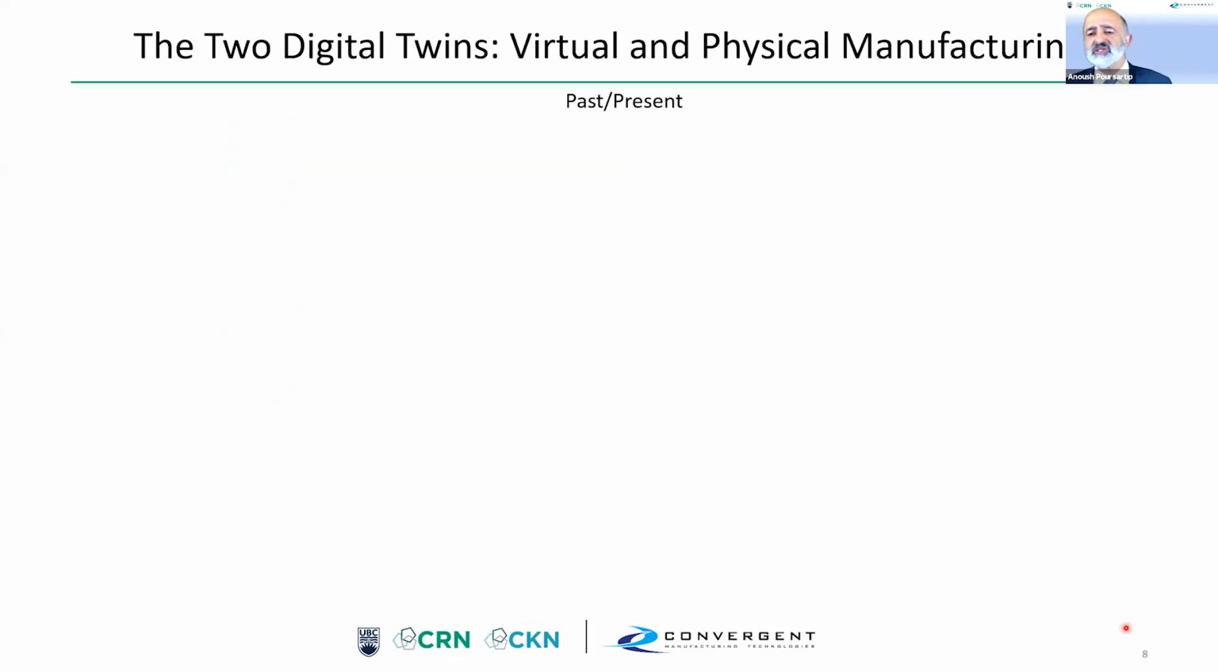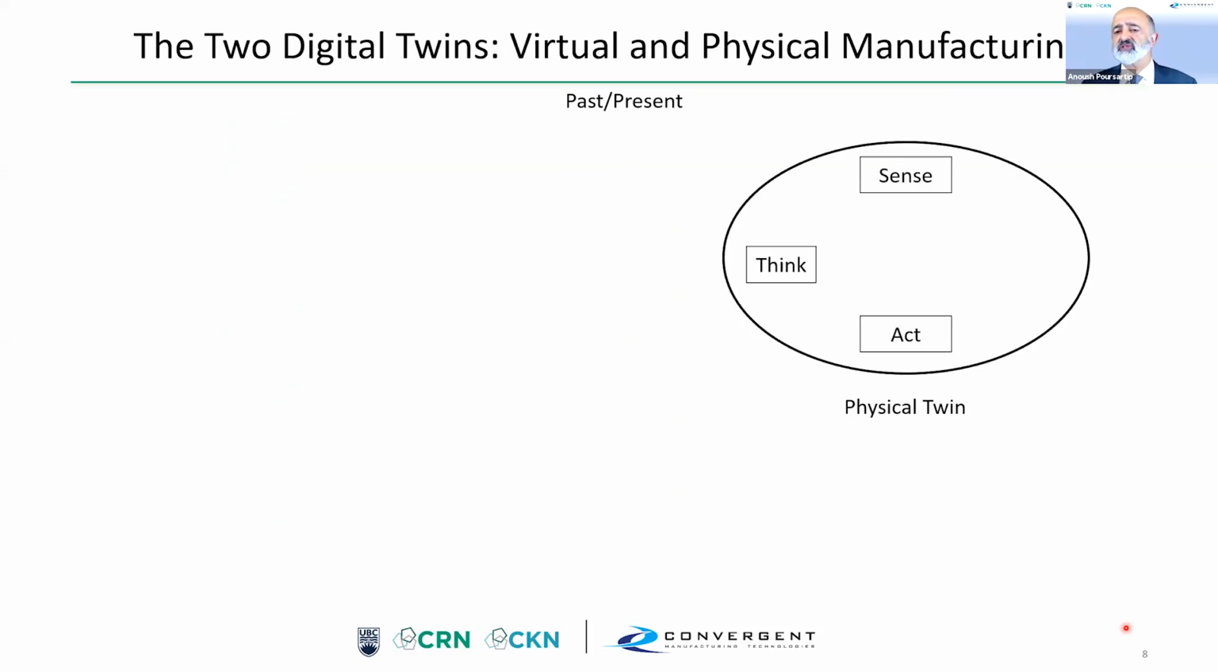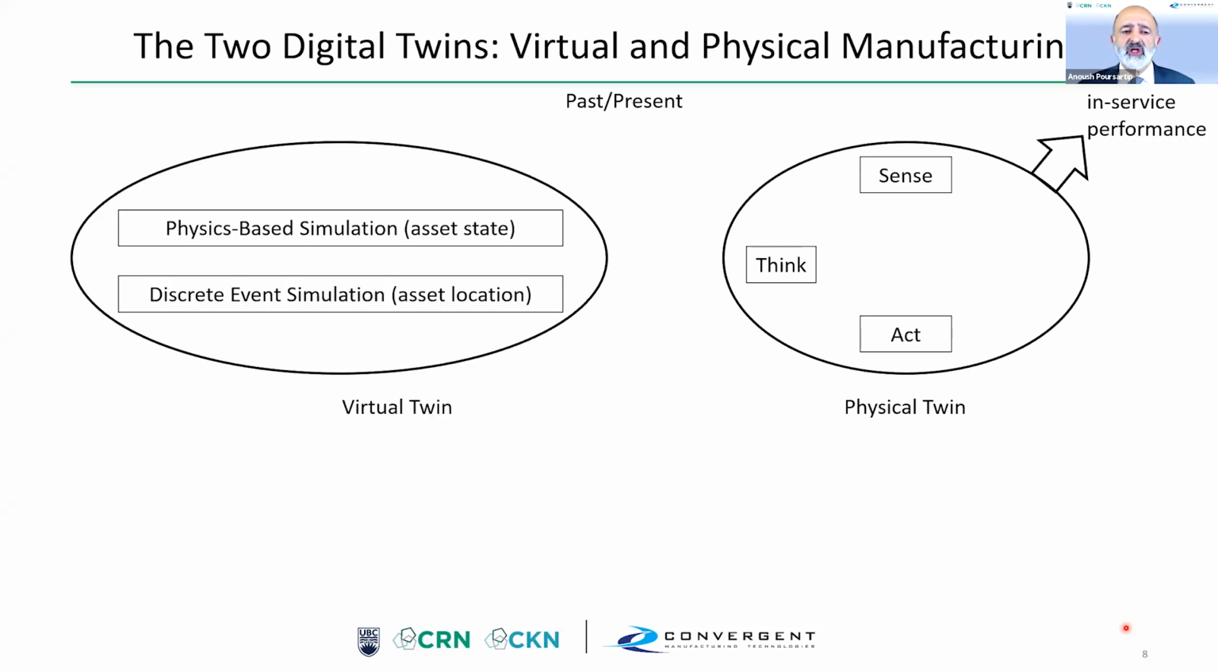The current state of the art is that in the physical twin, we can sense with digital instrumentation, we can do some processing, and then we act using automation. Out of this comes product that goes into service. If we look at the virtual twin, here we have simulation. We have physics-based simulation where we're basically predicting the asset's state, but there's also discrete event simulation where we're actually tracking how the assets move around the factory. And in a perfect world, all of this would then be transmitted to those folks who do in-service simulation.